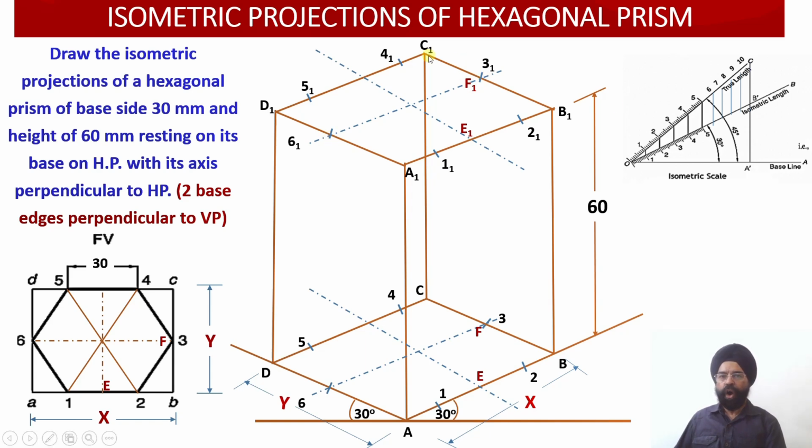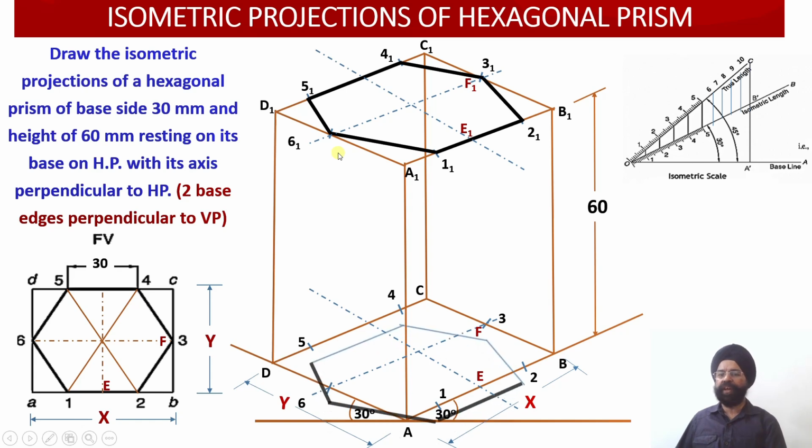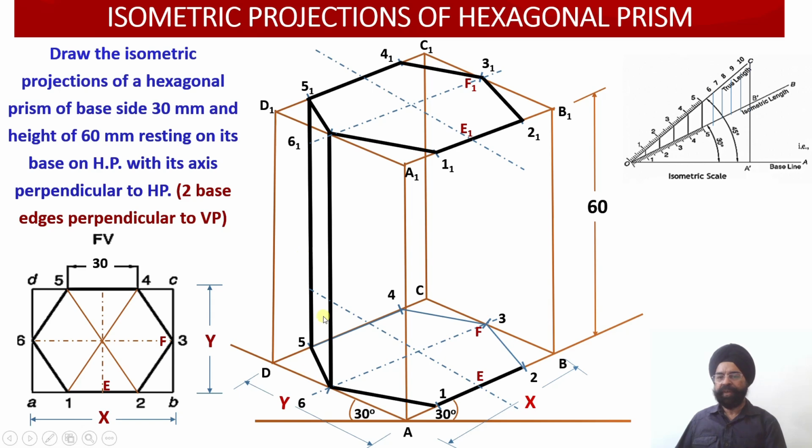Please check all the top surface points 1, 1, 2, 1, 3, 1, 4, 1, 5, 1, 6, 1. They are all visible to the observer. Since the observer is going to look at this prism from this side, all these edges of the top face are visible to the observer. So they have been drawn dark. Now the vertical edges, please check. What are the vertical edges which will be visible? They are 5, 1, 5, 6, 1, 6, then you have 1, 1, 1, then 2, 1, 2, right?